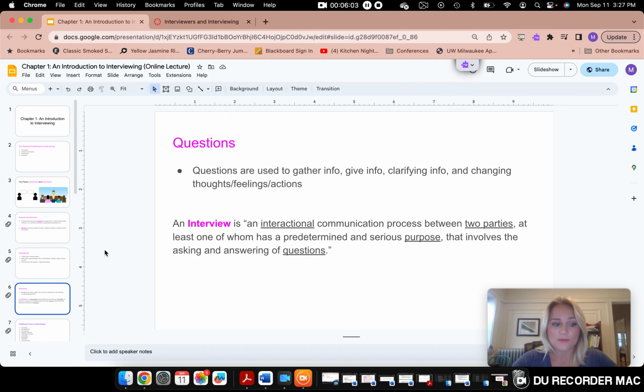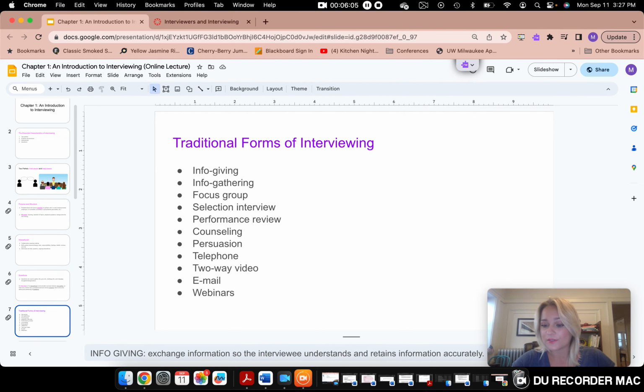So now we're going to talk about common types of interviews and different interview situations that you might find yourself in in the future. So first is information giving. An information giving interview would be similar to coaching or teaching. It would be like if I was asking my students, how are you feeling about the group project?